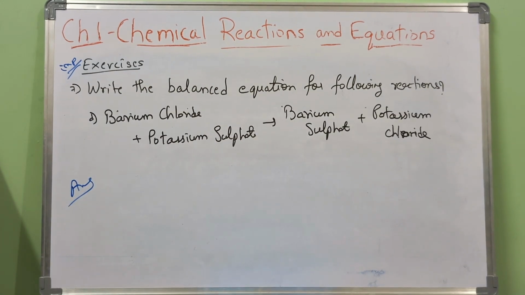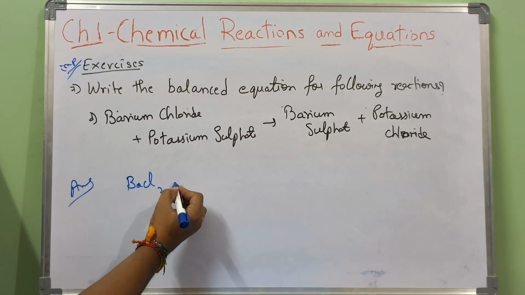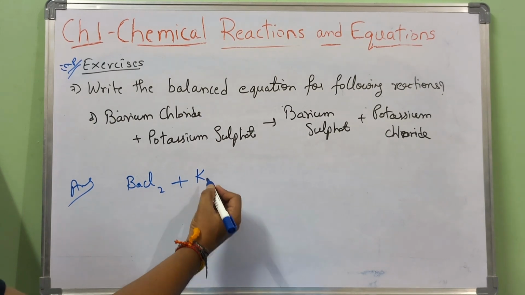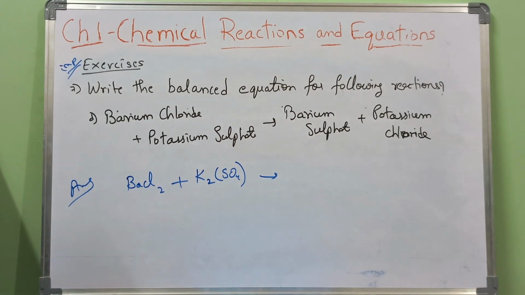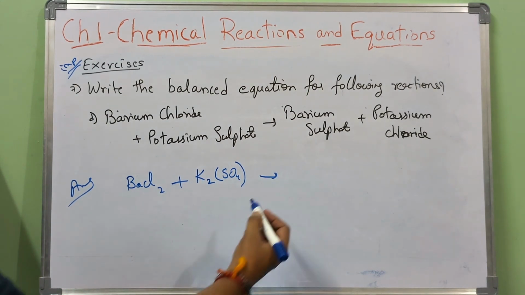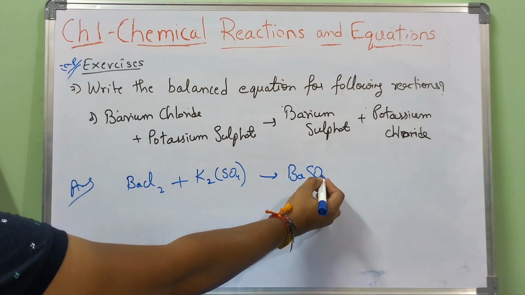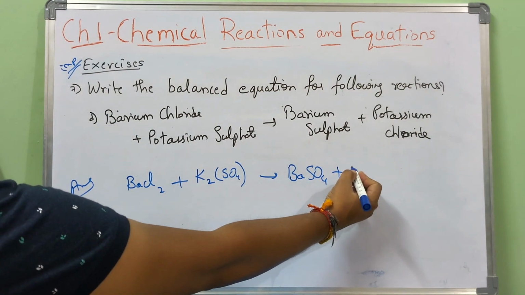In the D question, they have mentioned barium chloride is reacting with potassium sulfate to form barium sulfate and potassium chloride. So what is barium chloride? It is BaCl2, plus potassium sulfate, that is K2SO4, is getting reacted and getting formed barium sulfate and potassium chloride, which is KCl.